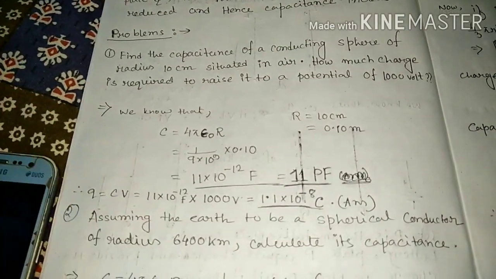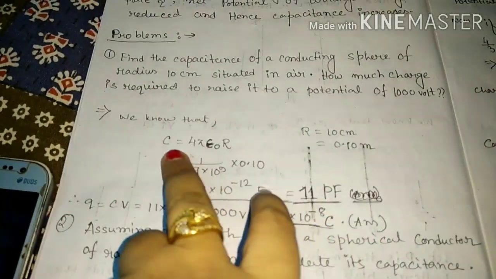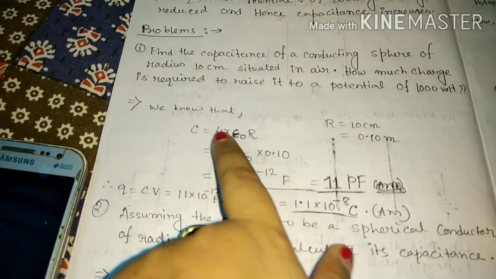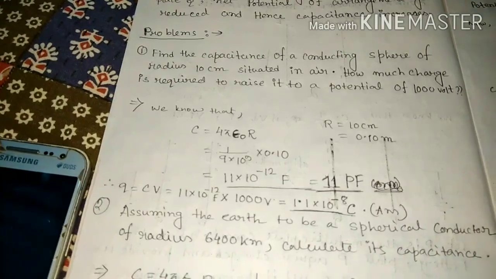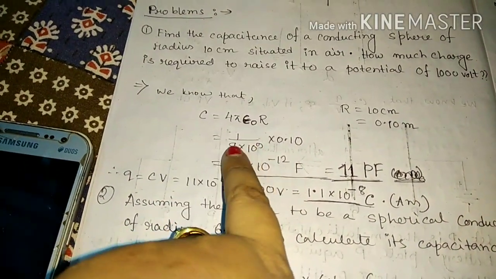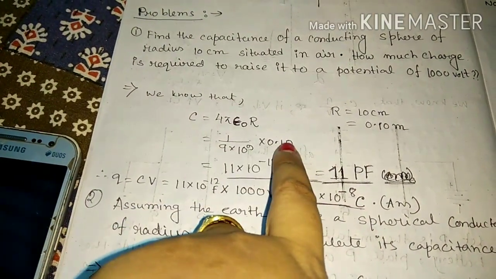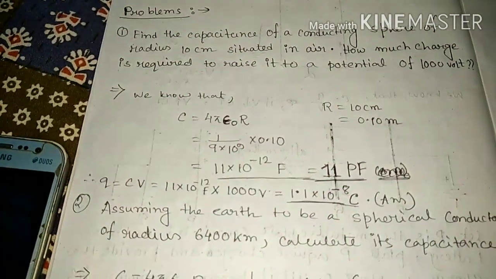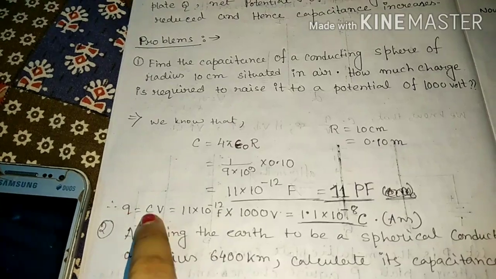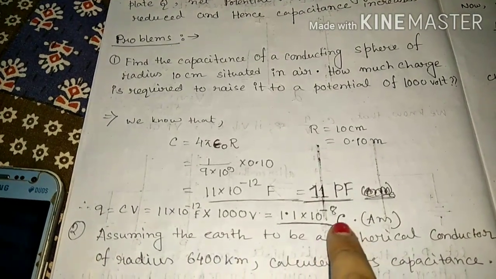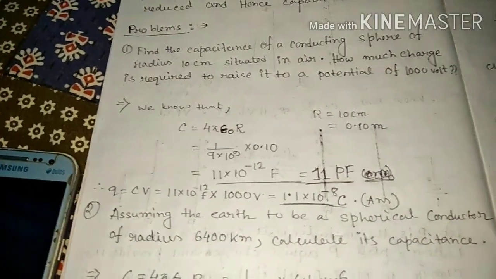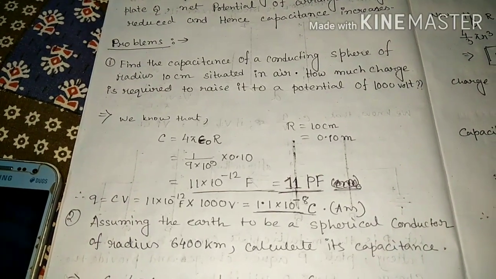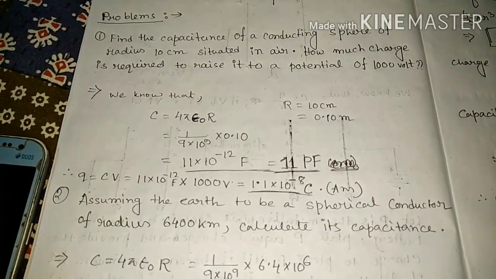Because this is a sphere, we use this equation. We derived this equation, C equals 4 pi epsilon naught into R, and we know that 1 by 4 pi epsilon naught is 9 into 10 to the power 9, and R will be 0.10. After calculation we have 11 picofarad. Using the relation Q equals CV, put the values here and we get the value of charge. This amount of charge is required to raise it to a potential of 1000 volt.